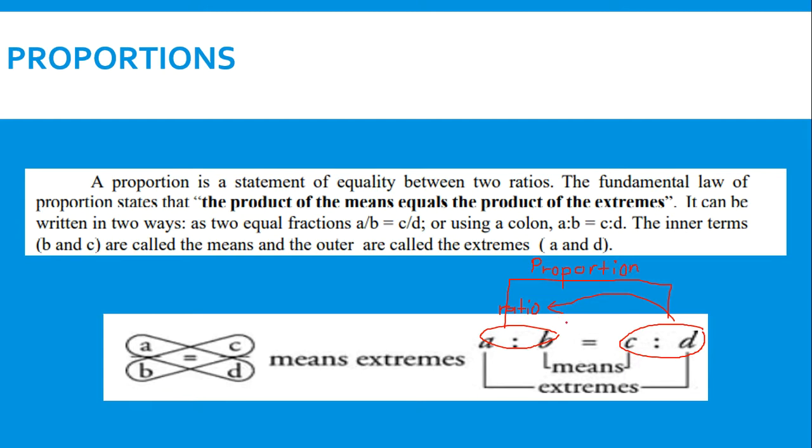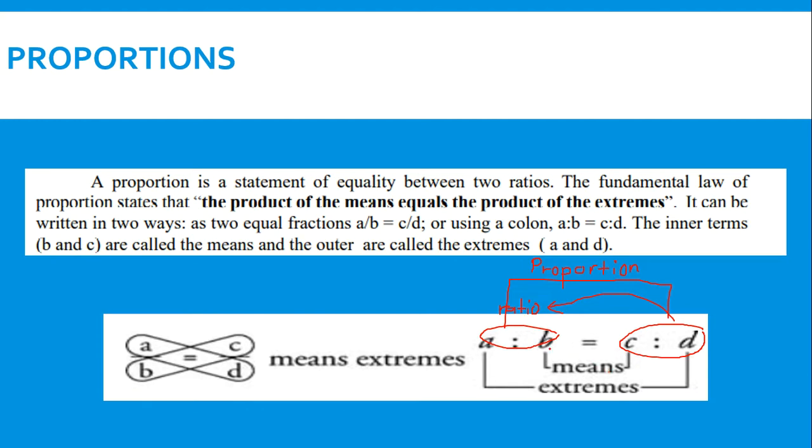Mao na siyang gitawag nga proportion. So again, kanang A is to B, that is what we call the ratio. C is to D, that is also what we call the ratio. Then equality of two ratios such as A is to B equals C is to D, mao nang gitawag nga proportion.